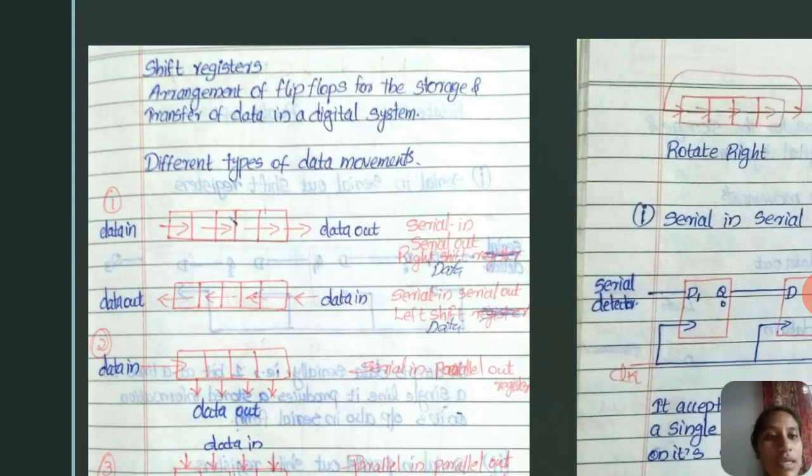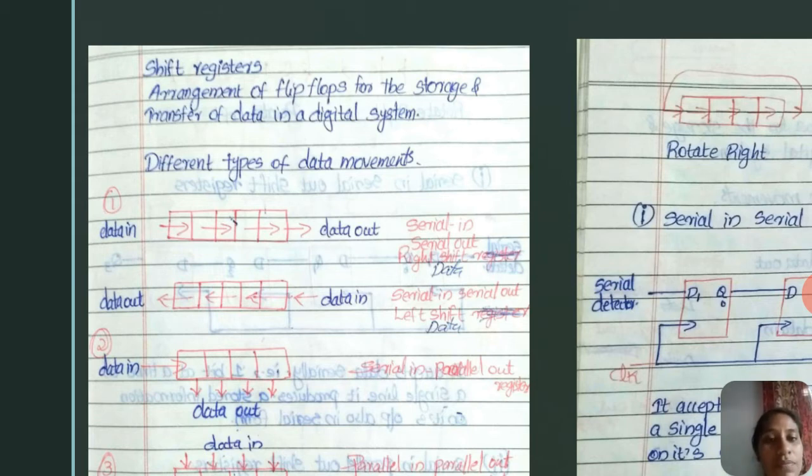The first one is serial in and serial out right data movement. The second one is serial in and serial out left data movement. By seeing the first figure, you can understand what right data movement is. Serially, the data is input to the flip flop and the output also moves sequentially or serially. This is why the first one is named serial in serial out. The direction of movement is towards the right, that is why it is right data movement. If it is towards the left, then it is left data movement.